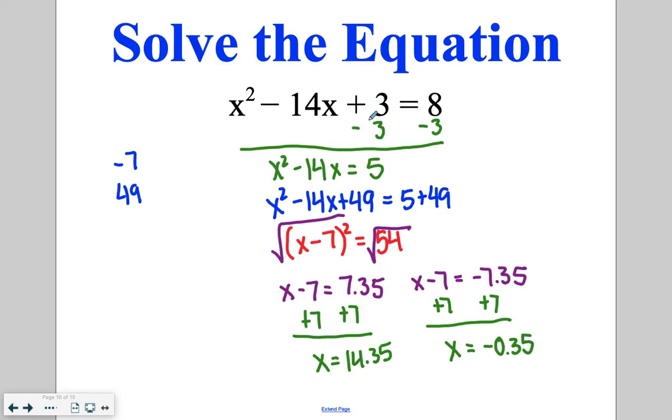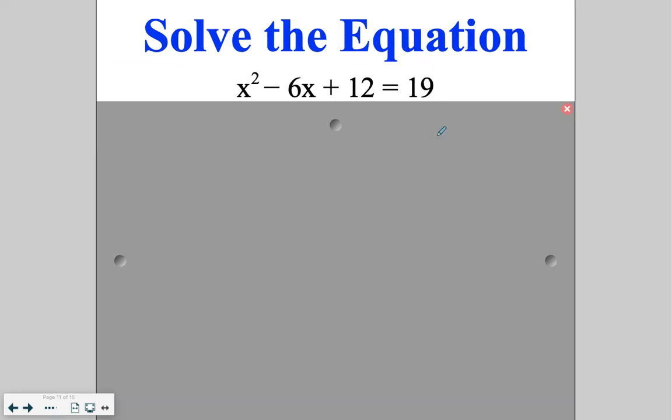So again, same process. The only bonus step here is to make sure that that initial value that you had, so that 3 that didn't have an x, has gotten moved to the other side of the equation to start. Go ahead and try this one on your own.